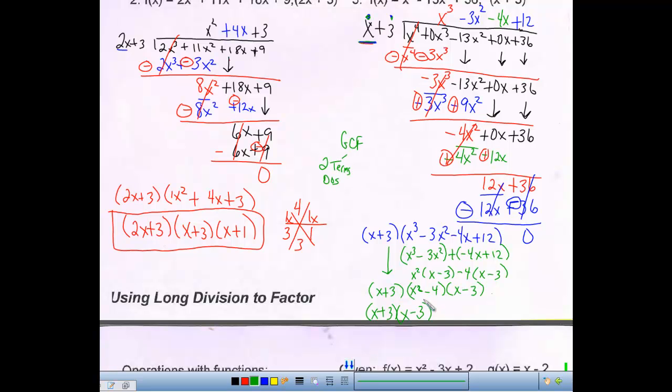Since this is a minus sign, I'm checking for difference of squares or difference of cubes. In this case, it's a difference of squares. So I have x plus 2 times x minus 2. And these are the factors that multiply together to give me x to the 4th minus 13x squared plus 36.